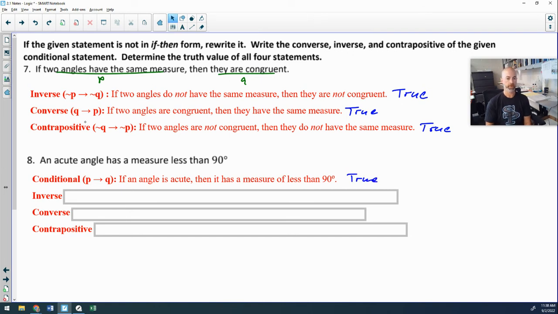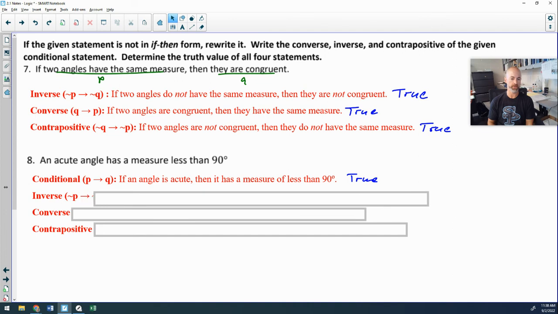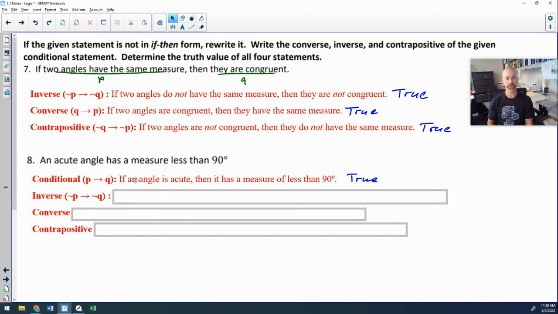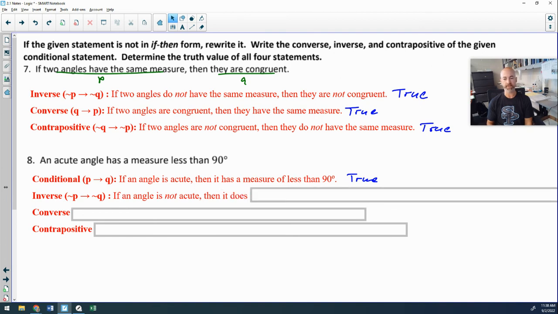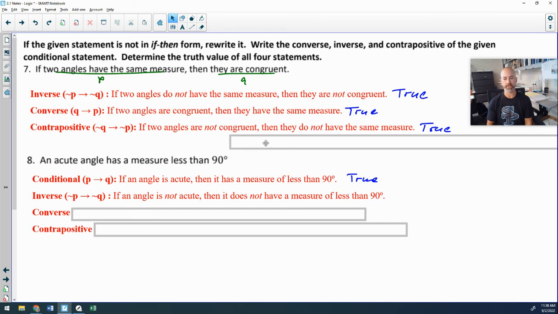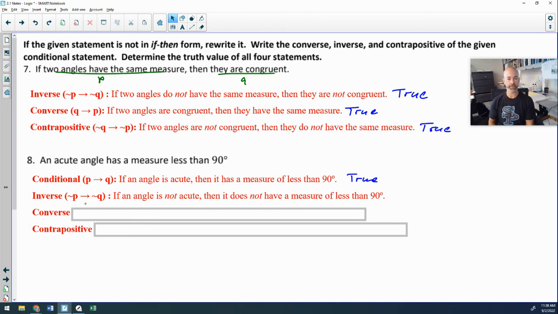The inverse, you negate your conditional. So we put nots in the conditional. So if an angle is acute, we now put: if an angle is not acute, then it does not have a measure of less than 90. So you just negate your statement.